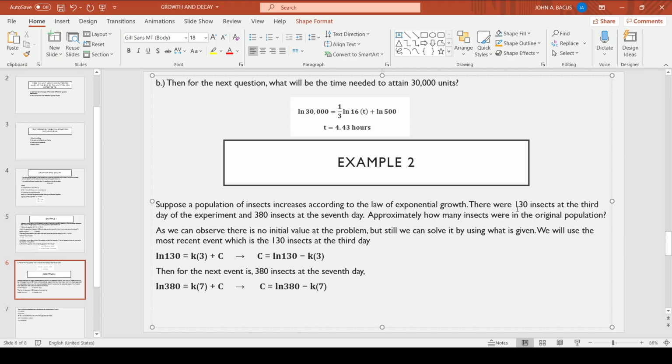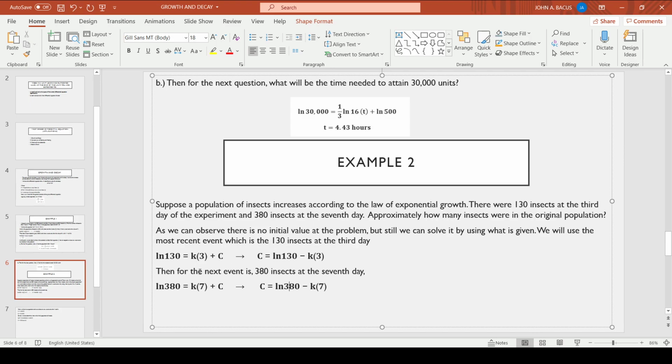So the question here is the original population. Where did it all start? What was the insect population at the start? Okay, so remember again that we have ln of P is equal to KT plus C. So ln of P, the population at 3 days, was 130 insects. So you can have C is equal to ln of 130 minus 3K.